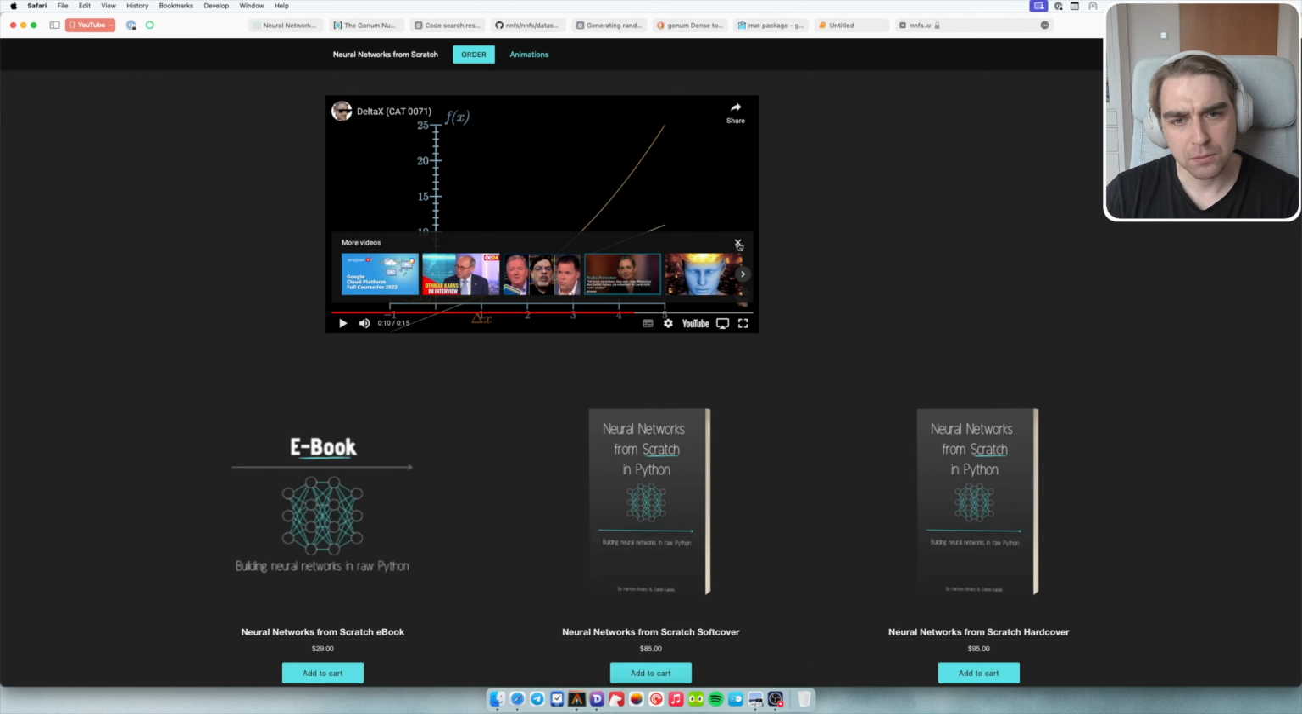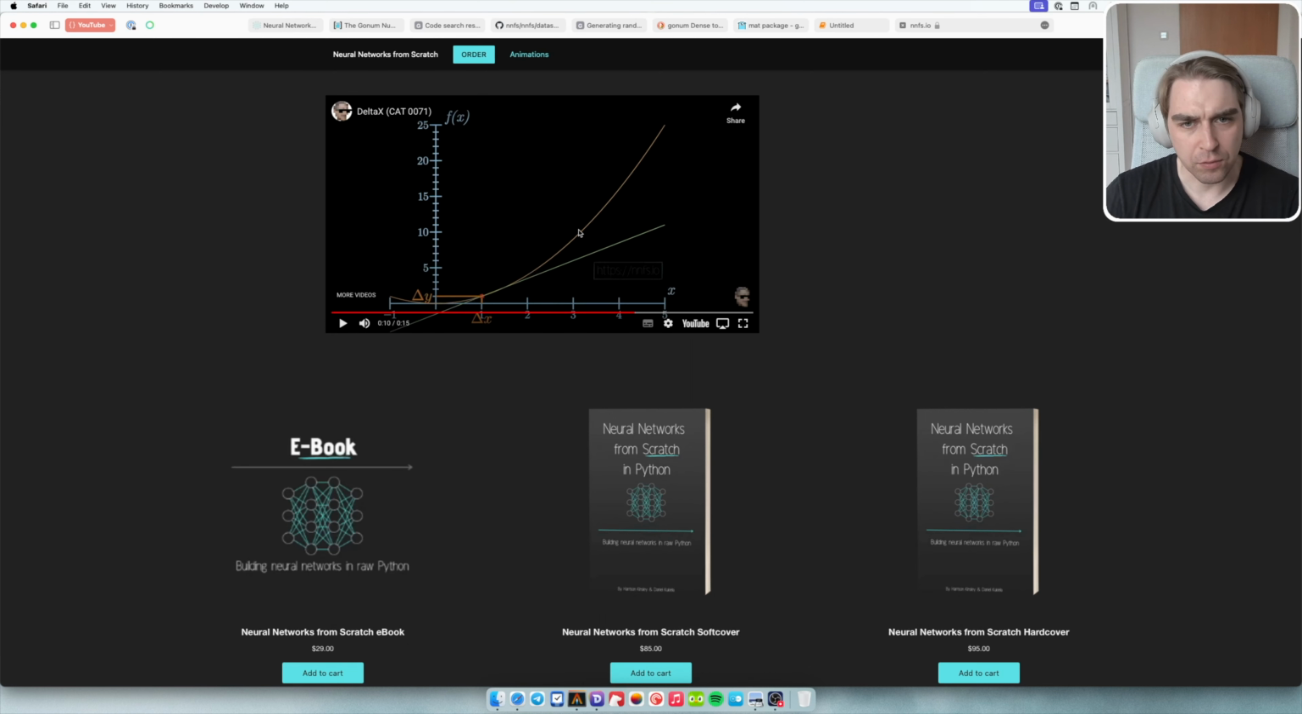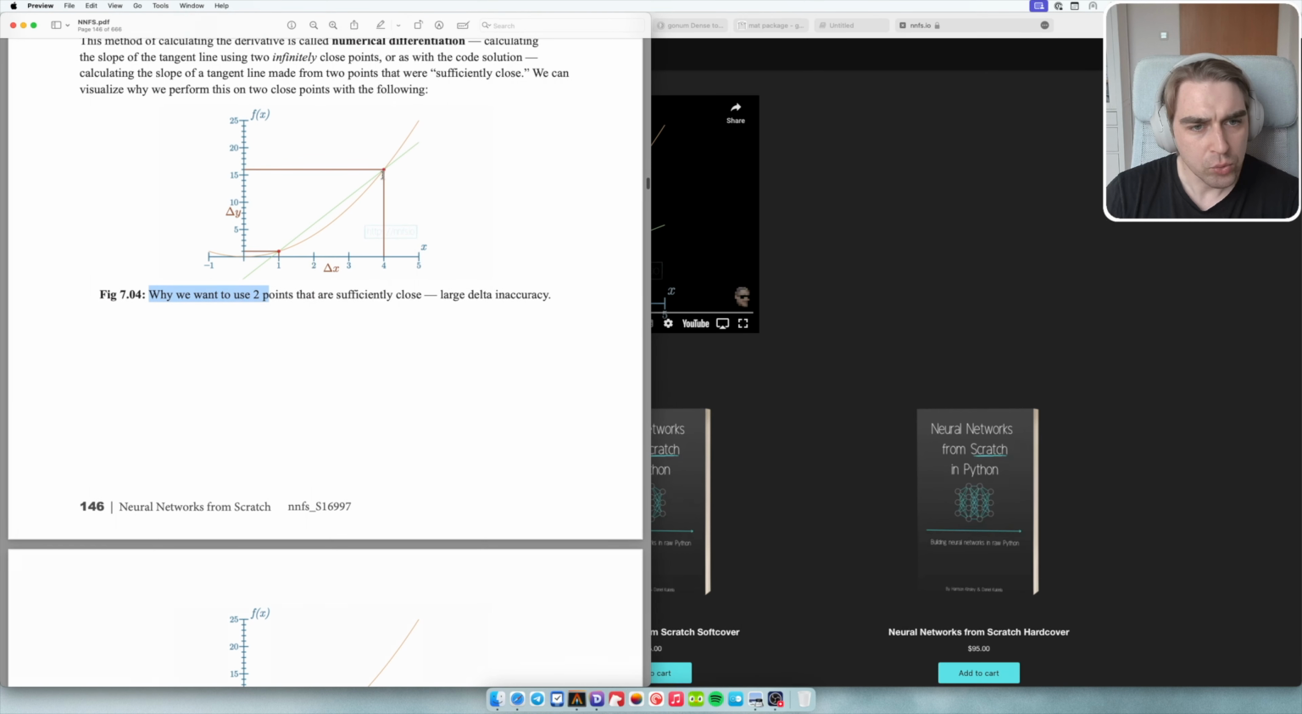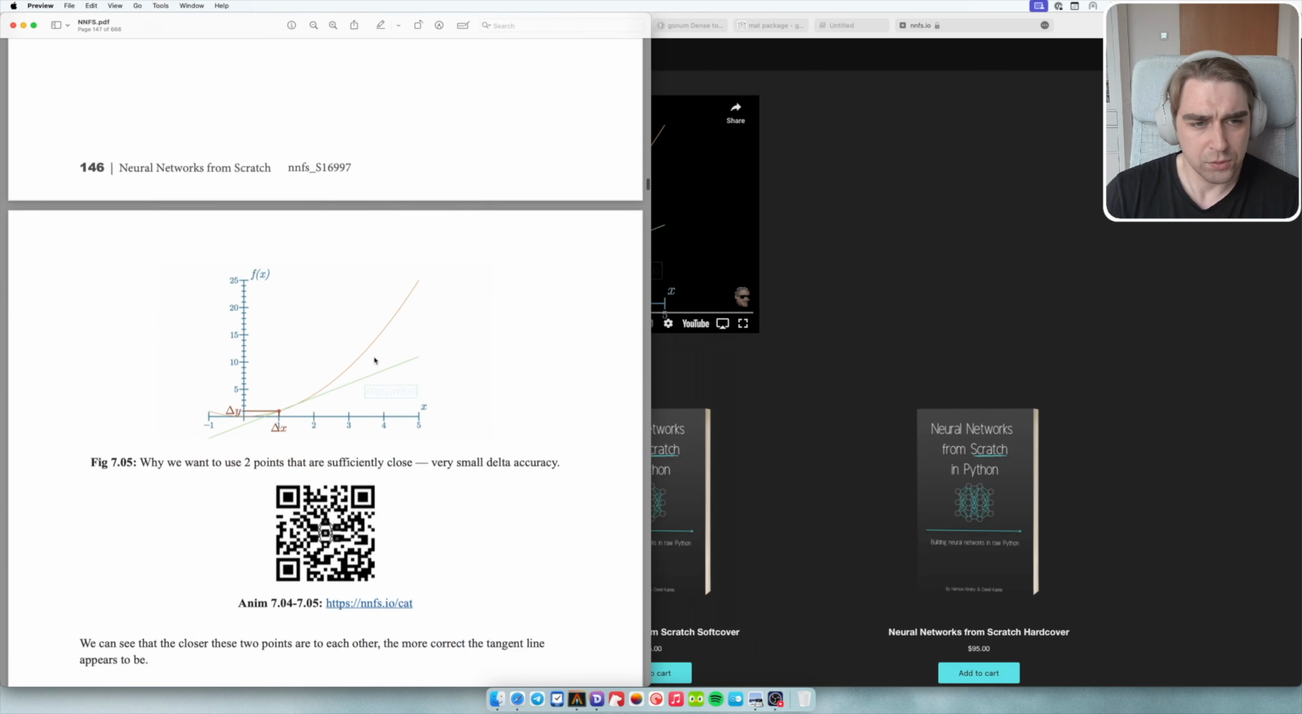Yeah, this is the thing. For example, if we use this x and this x, the slope, well, it kind of shows that it leans towards the overall direction of the function, but it's not the same. So this one is actually showing the slope of the function at this point.